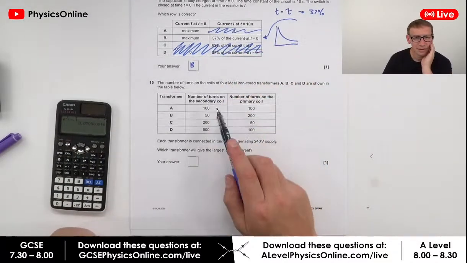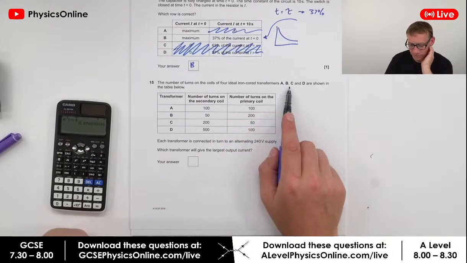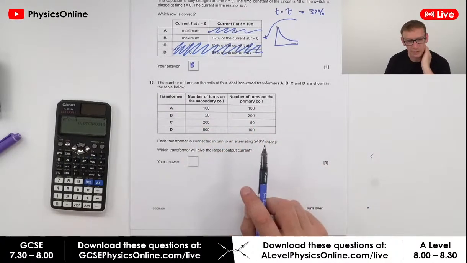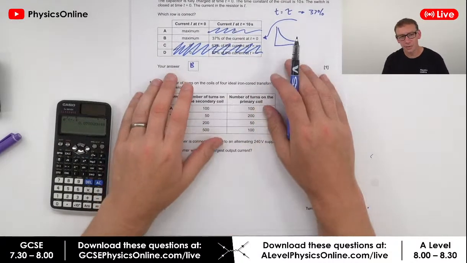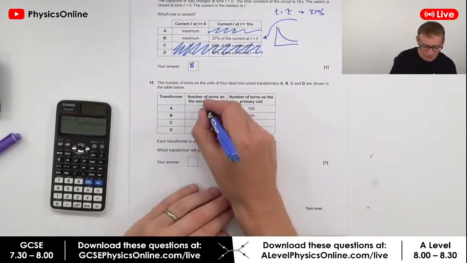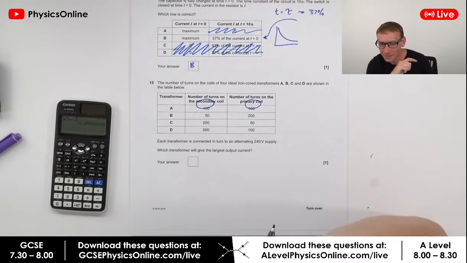So, the number of turns on 4 ideal iron core transformers A, B, C, and D are shown in the table below. Now, they were tricky. This wasn't a nice question. It was a nice question, but a poor table. That's the secondary, and that's the primary. Okay.